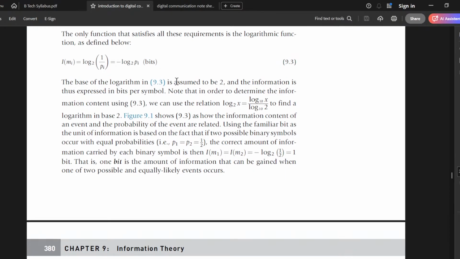The base of the log is assumed to be 2, and the information is specifically in bits because the base is 2, so this will be in binary, bits per symbol. Note that in order to determine the information content using this equation, we can use this relation, okay?